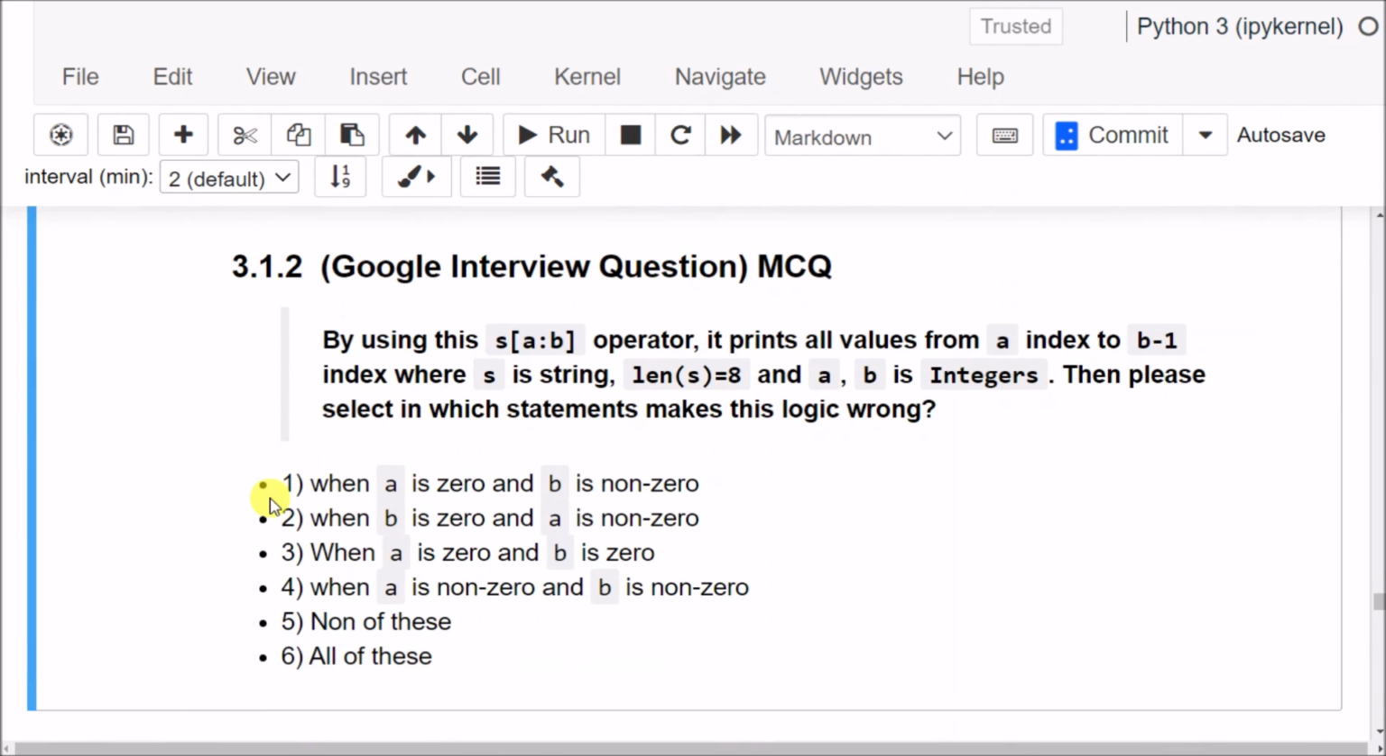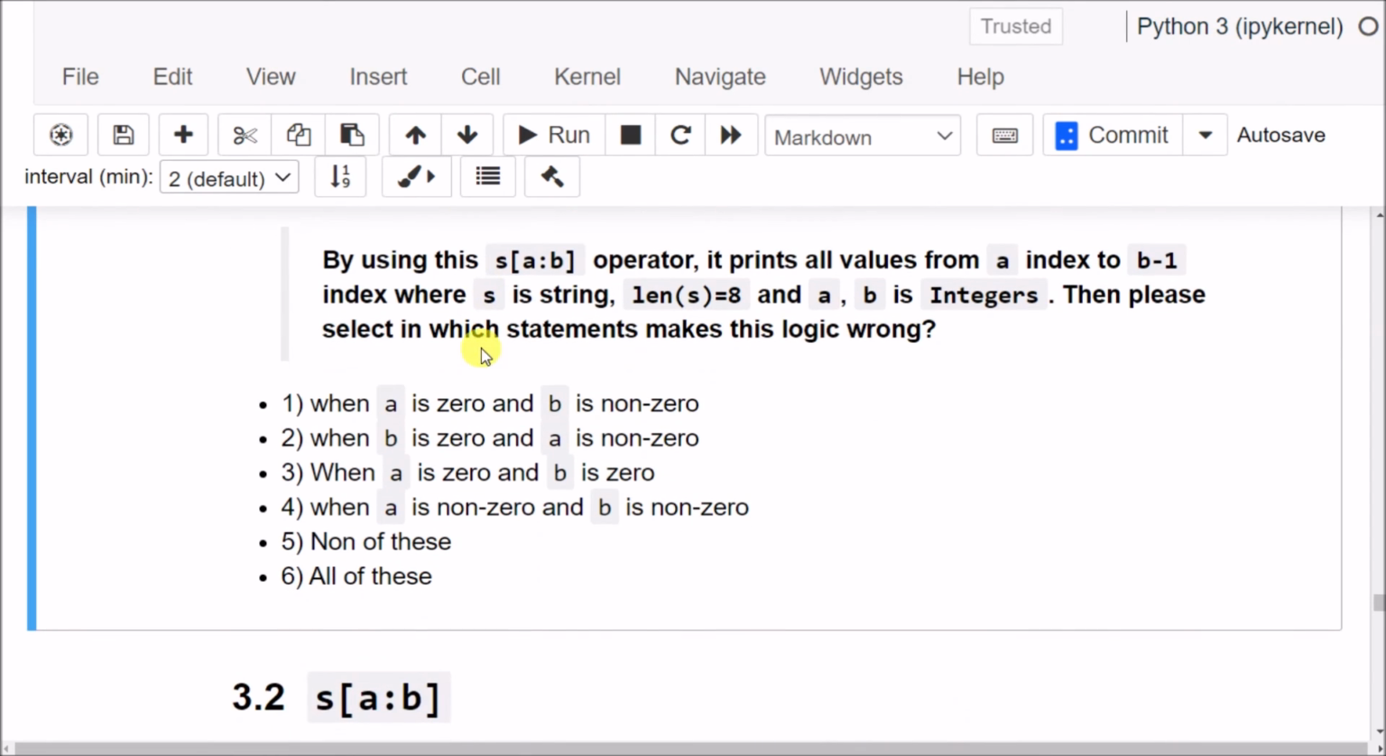Okay, so just remember the one Google interview question I have covered here. It is a multiple choice question. Using the S, A and B operators, it prints all values from index A to index B minus 1, where S is a string and the length of S is equal to 8. A and B are integers. Then please select in which statements this logic is wrong.